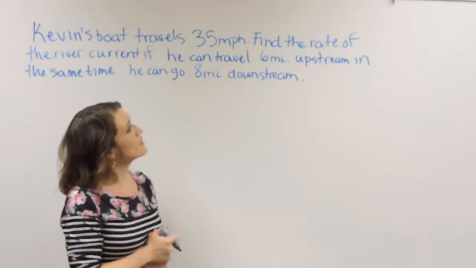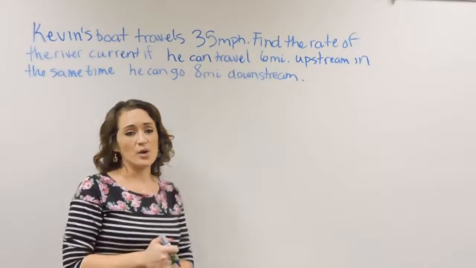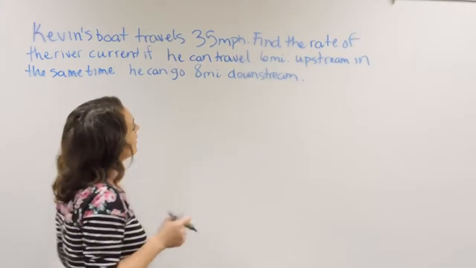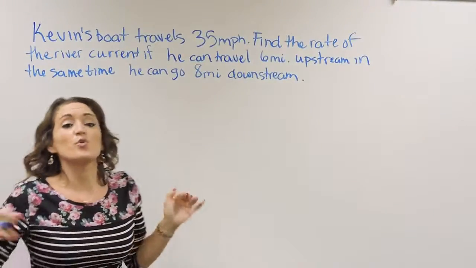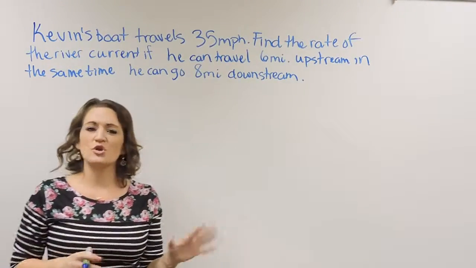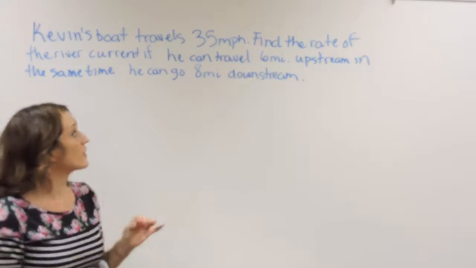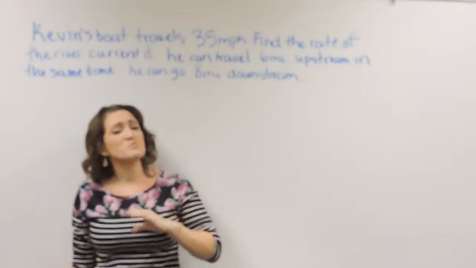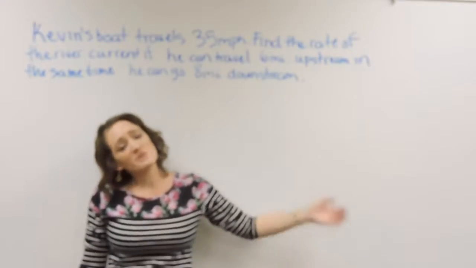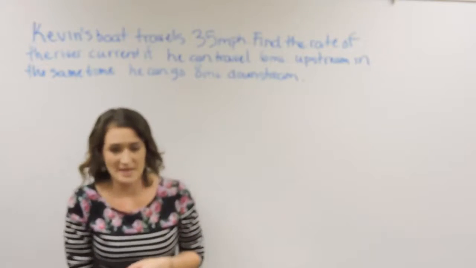So he's in a boat, going about 35 miles per hour, and we need to find the rate of the river current. How strong is the current of the river if he can go 6 miles upstream in the same amount of time that he can go 8 miles downstream?